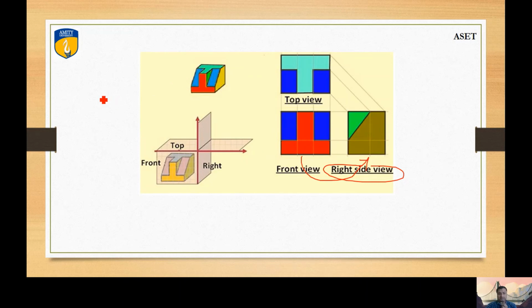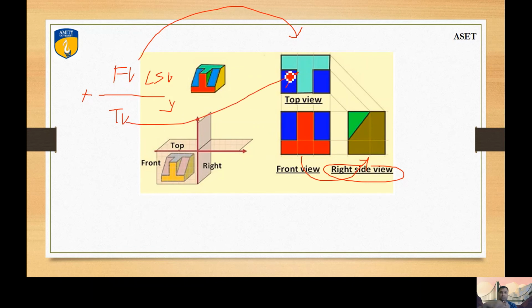What was in the first angle? In the first angle, the front view was here, the top view was below, and the side view, that is the left side view, was on the right of the front view, with respect to XY. But the third angle is just the reverse of the first angle. See what happens: the top view is above. Now the top view has become the top of the XY, the front view has gone to the bottom of the XY, and the right side view will be on the right of the front view.